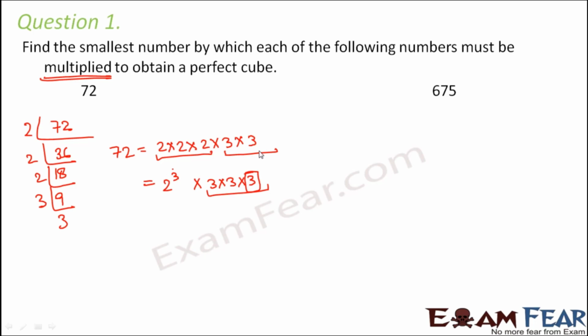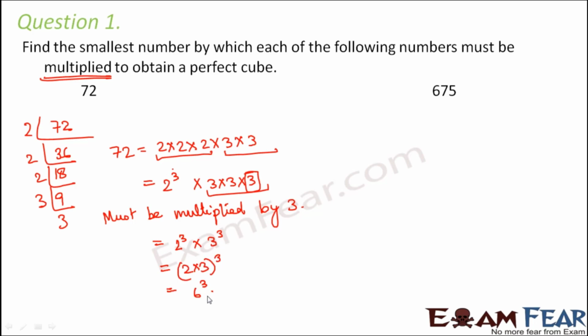So therefore this number must be multiplied by 3. Now what will happen after it is multiplied by 3? Then it would become 2 cube into 3 cube, that is equal to 2 into 3 cube, which is equal to 6 cube. Right? So this would become a perfect cube.